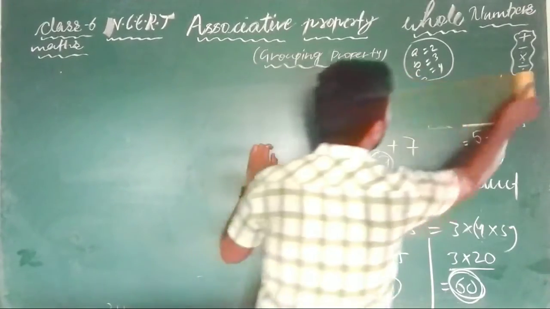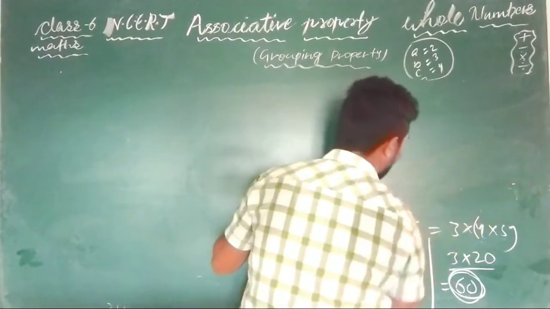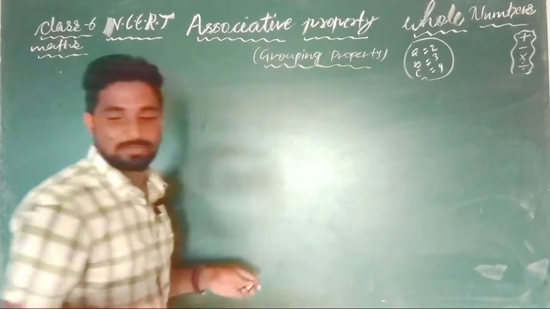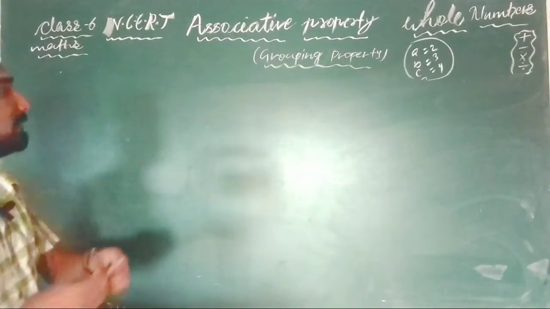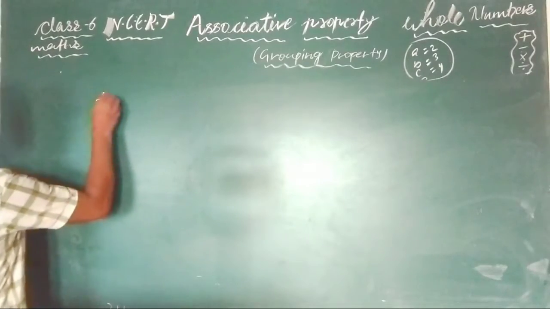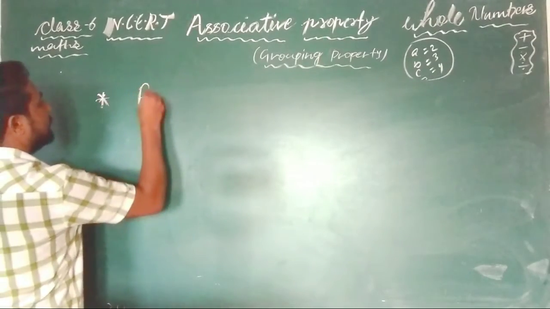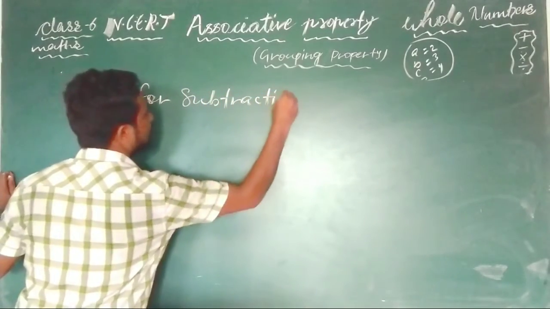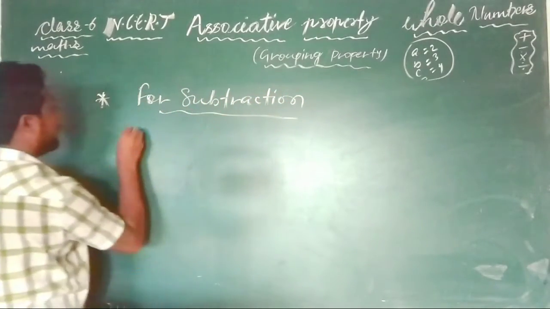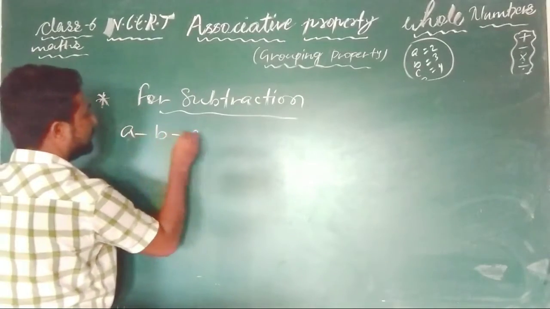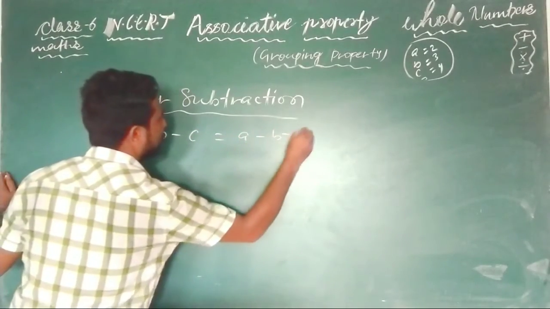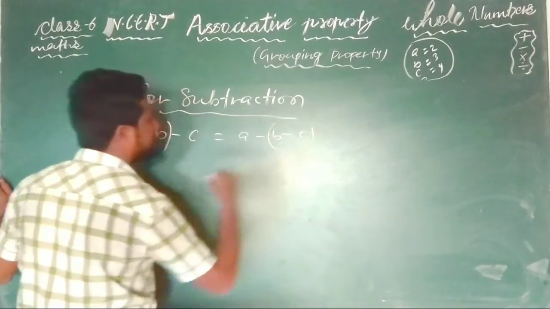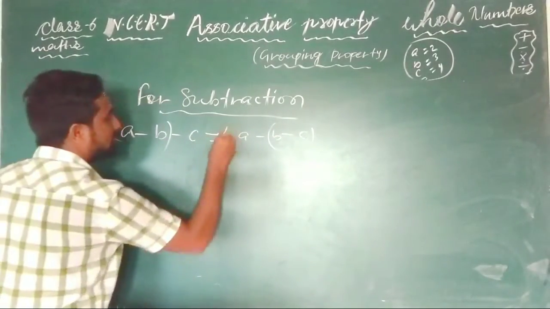For subtraction also you can see why it is not followed, and for division also you see why it is not followed. As I said in the beginning, for addition and for multiplication it is followed. So you have seen that. Now for subtraction operation, if you take any 3 whole numbers A, B, C, you write like that. Now you put the bracket here, A minus B you take in the bracket, and here B minus C you take in the bracket. It is not followed.